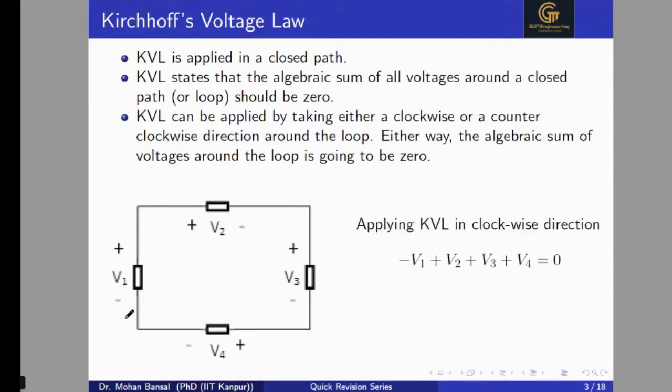We can write minus V1 because we are taking the convention that we get the minus sign first. The voltage across this element is V1, and we get the minus first in applying KVL in the clockwise direction. So minus V1 plus V2 plus V3 plus V4 is equal to 0. Or in other terms, we can write V1 is equal to V2 plus V3 plus V4.